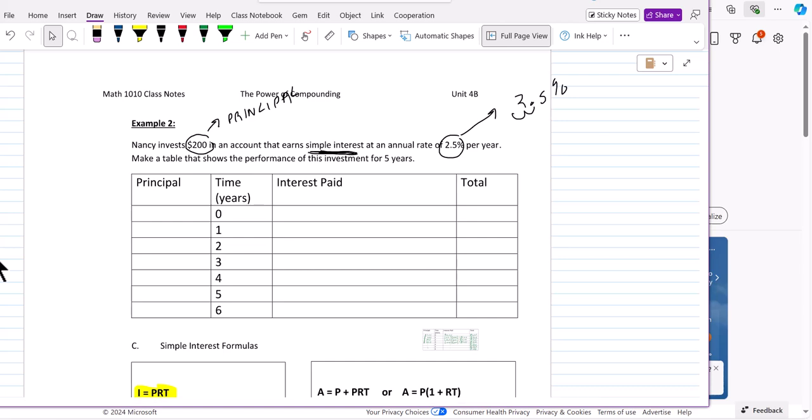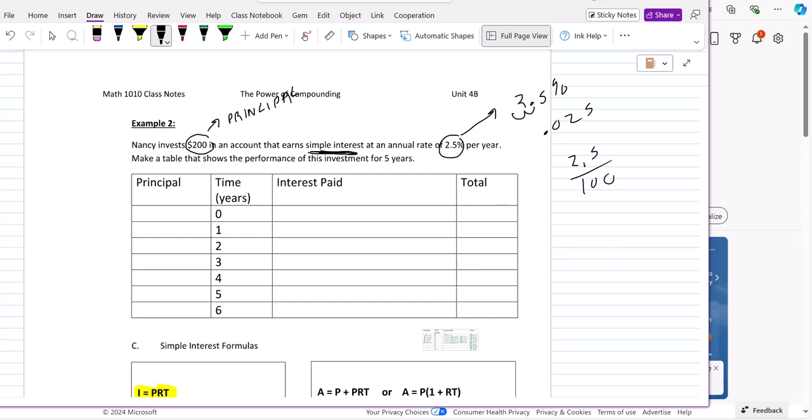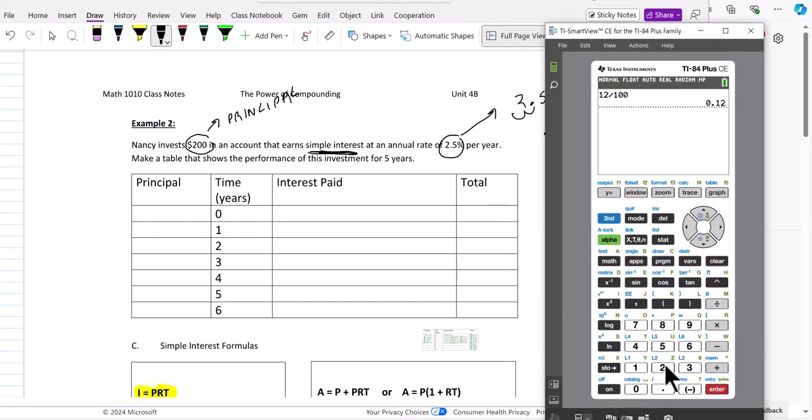Okay, so we move the decimal back 2, so you'd have 0.025. Or remember, a percent just means to divide by 100, and I like to keep mentioning that because a lot of times students move the decimal back wrong. You can always just divide by 100 and it's going to move the decimal back for you anyway.